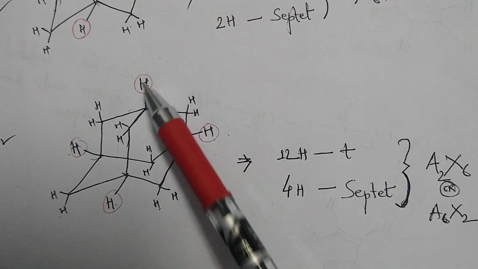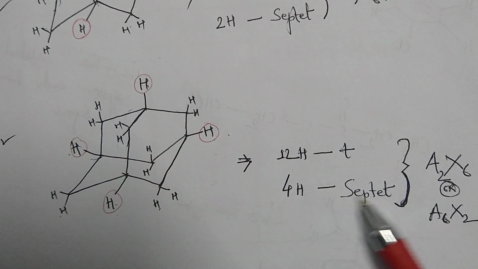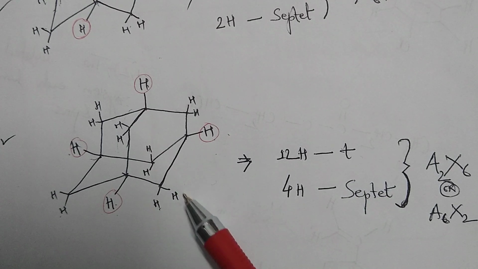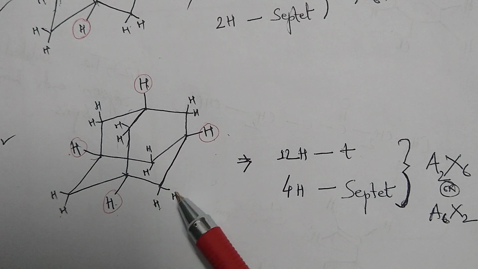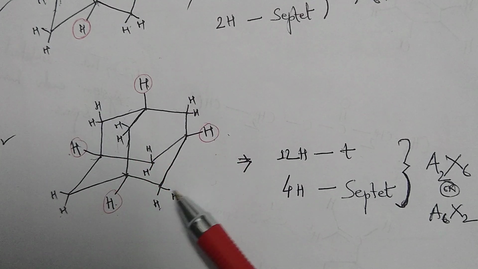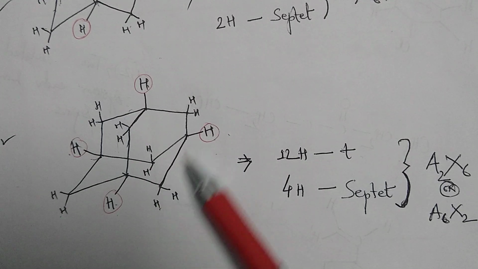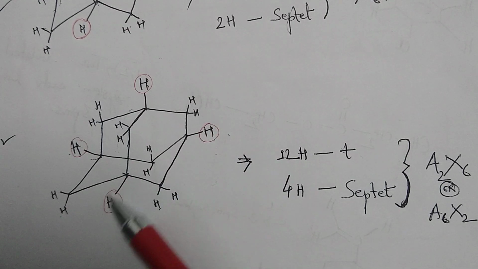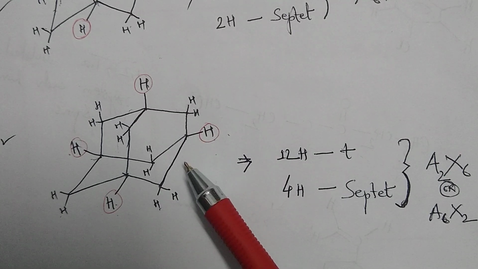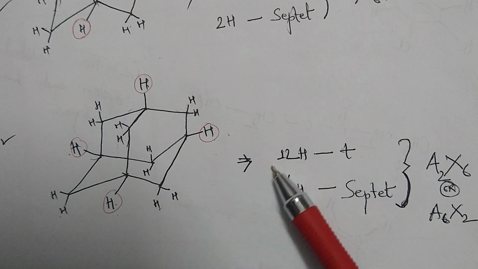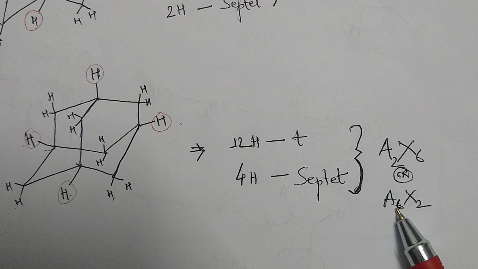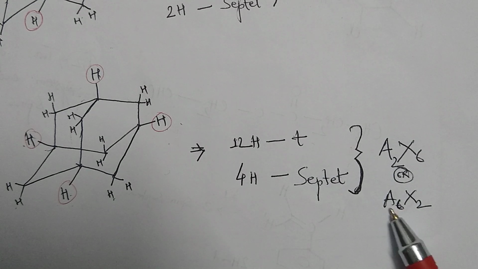So altogether it has 4 bridgehead protons, so these 4 will give a septet of signals. And for the proton here, there are 12 of this kind of proton. If we consider this proton over here, in this way one bridgehead proton, another way one bridgehead proton. So together it will make a triplet signal. So these 12 protons will give a triplet signal. Triplet and septet, it will be A2X6, that is, it can be written in the form of A6X2.